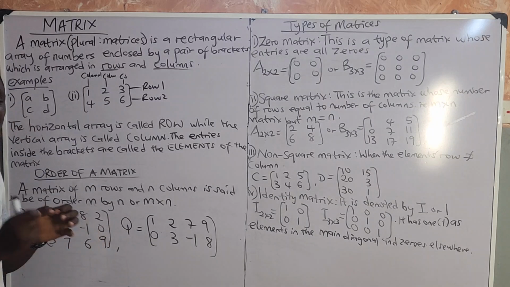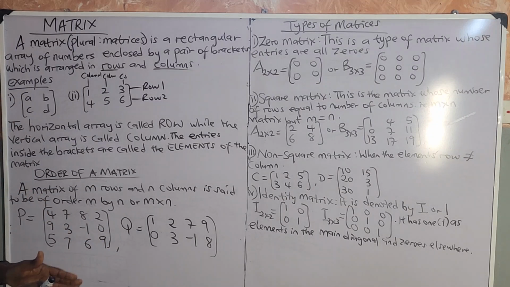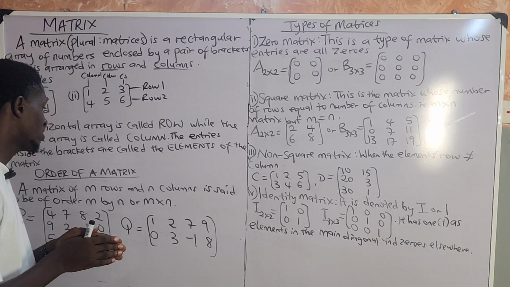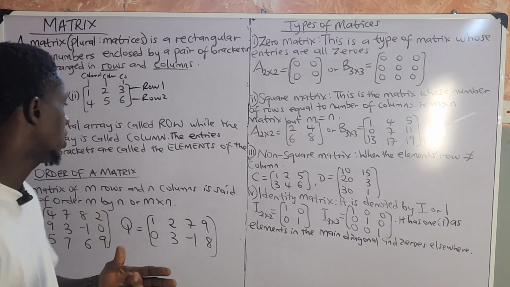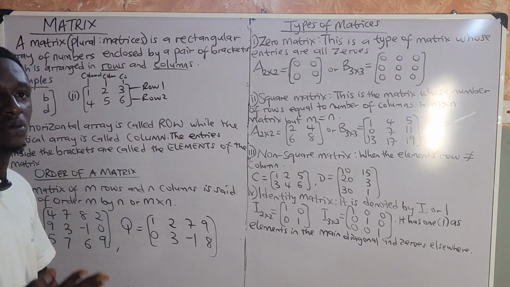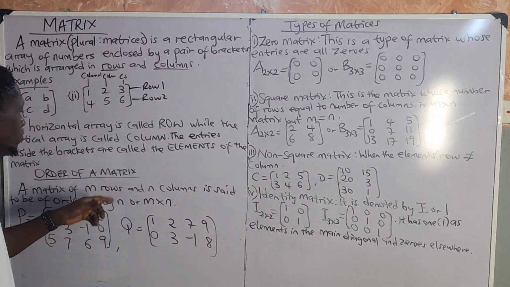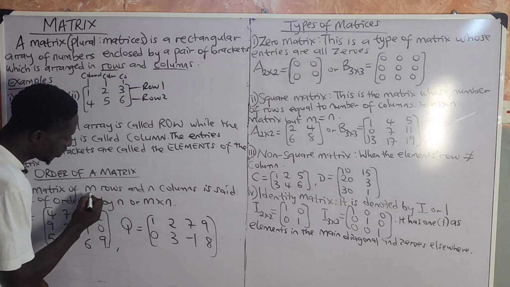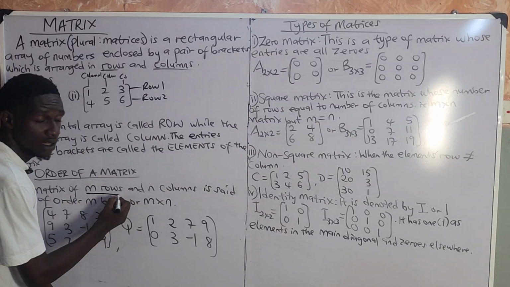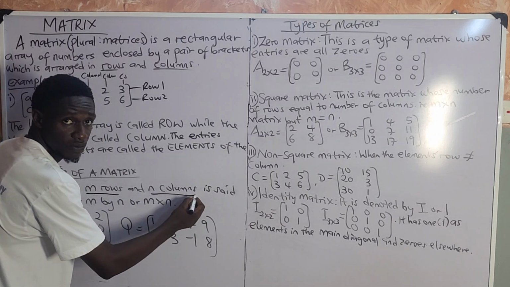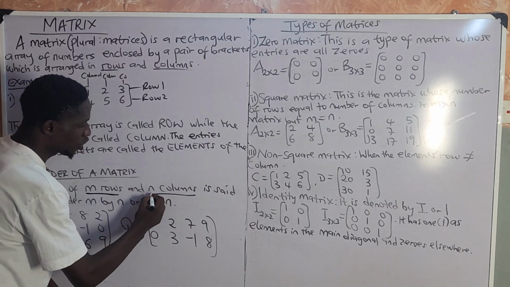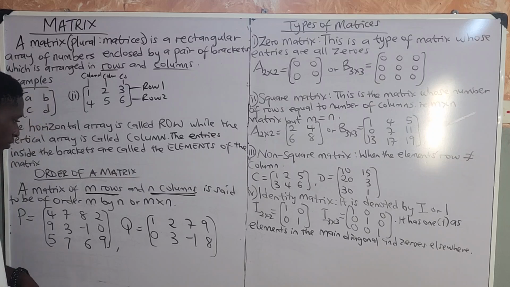So we have what is called the order of a matrix. When they are talking about the order of a matrix, they are talking about how the rows and the columns are arranged. And it's important: we always refer to the rows first before the columns. The rows first before the columns. So take note of that.